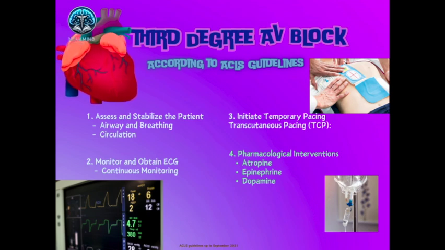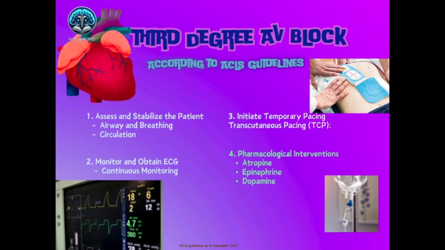Always assess and stabilize the patient and ensure to complete your ABCs. Place the patient on a cardiac monitor to observe heart rhythms continuously. Also, obtain a 12-lead electrocardiogram to confirm the diagnosis of third-degree AV block and to identify the level of the block. Narrow versus wide QRS complexes.